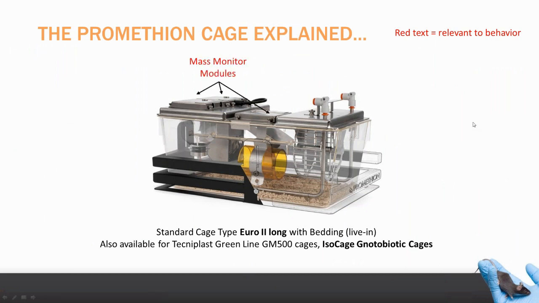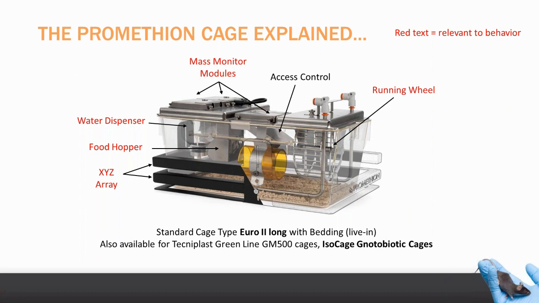So we have mass monitor modules that measure the mass of anything suspended from them very accurately and with very high resolution. We have a water dispenser, here shown without a shroud, for water intake, food hopper for food intake. We have an XYZ array, which locates the animal in 2 space very accurately. We have an access control, if that's required for the experiment, a running wheel within the cage itself, and we have a body mass habitat, or an enrichment habitat, into which the mouse can wander, and every time it does so, it gets its mass measured.